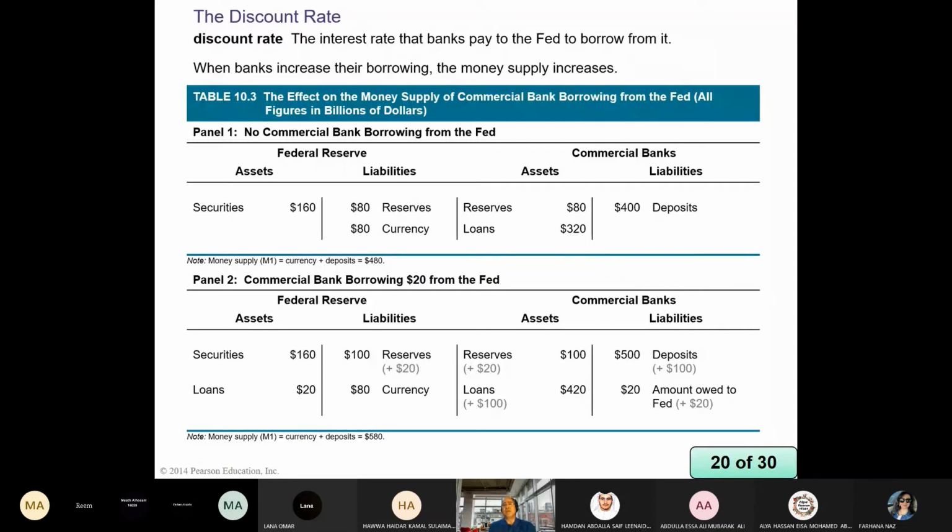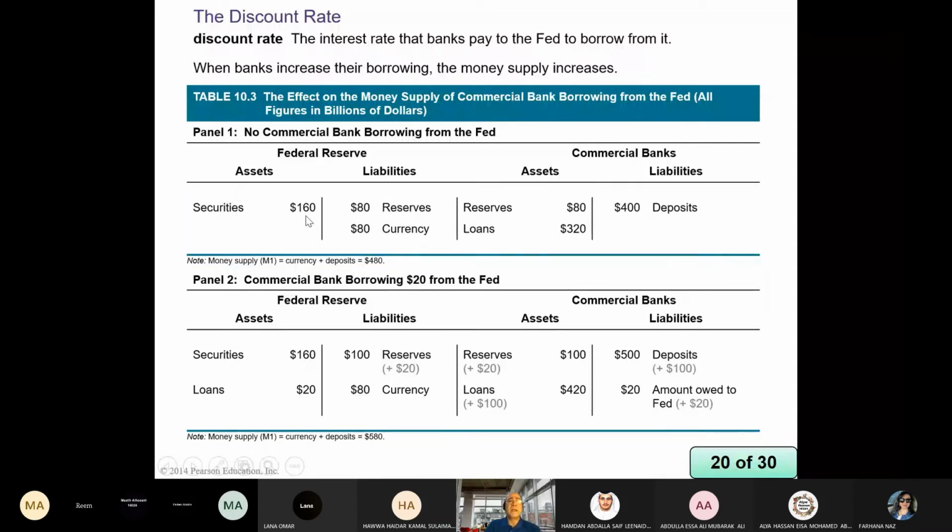Okay, let's see the situation. So here in the first version, commercial banks don't borrow money from the central bank. And this is the balance sheet of the central bank.